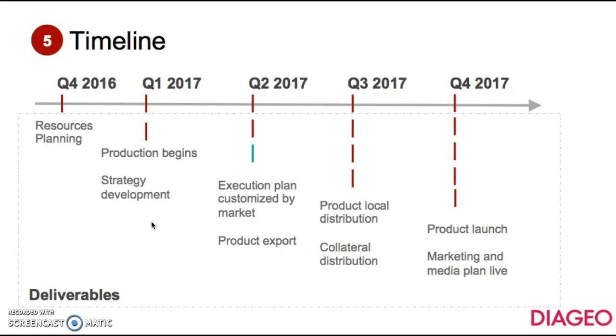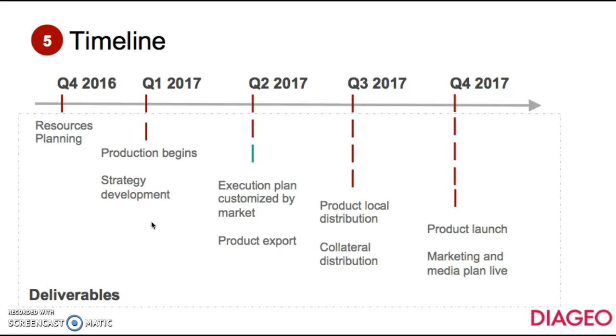In Q2 2017, we need to work on the execution plan, which will be customized by market. And then we need to start exporting the product to the different markets. Here, the supply team will be key, because we need forecasts, and we need timings for each of the different markets. In Q3 2017, we'll be doing the distribution of the product locally.